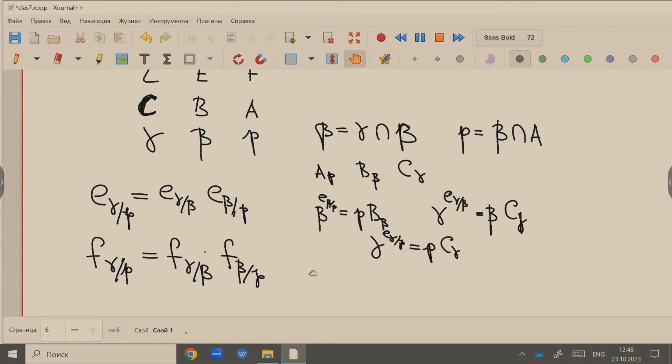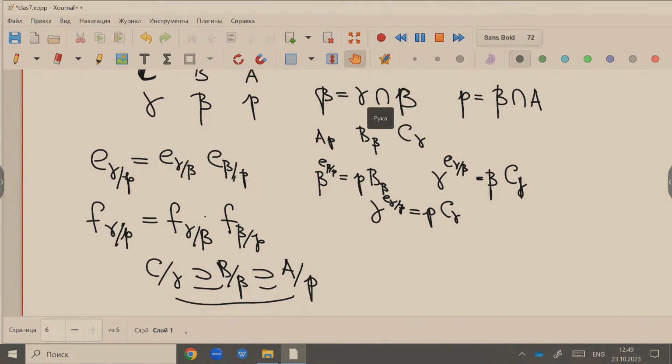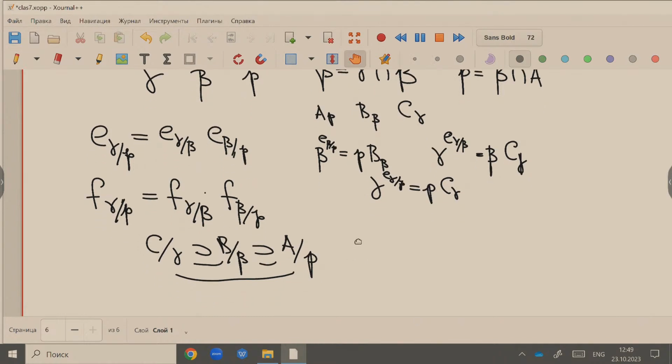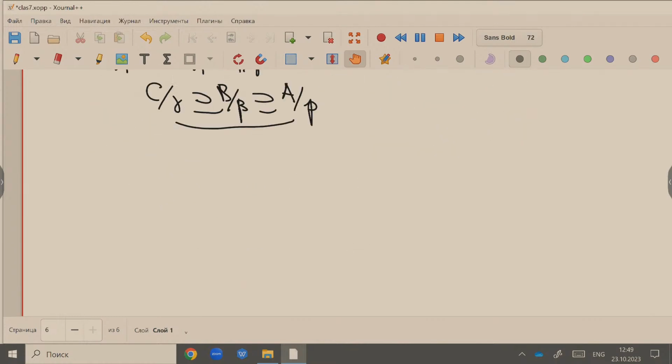This is just for trivial reasons: you can take the extension C modulo gamma, it extends B modulo beta, and this extends A modulo P. And the degree of this extension is a product of the degrees of intermediate extensions. And this property tells you that in our picture, which I shall rewrite here for the decomposition groups.